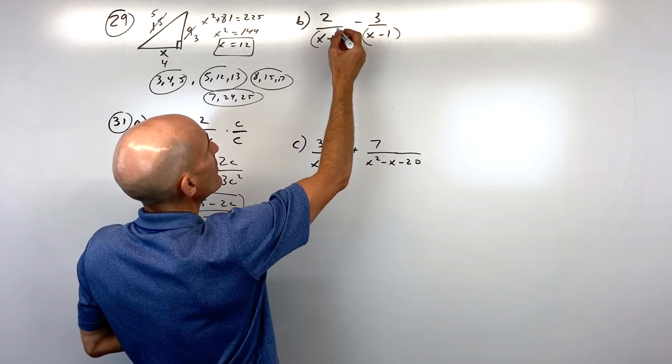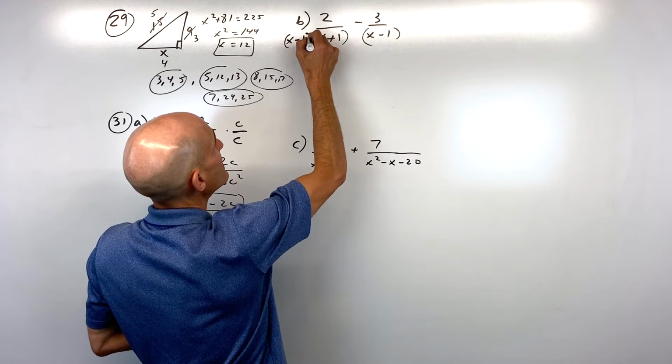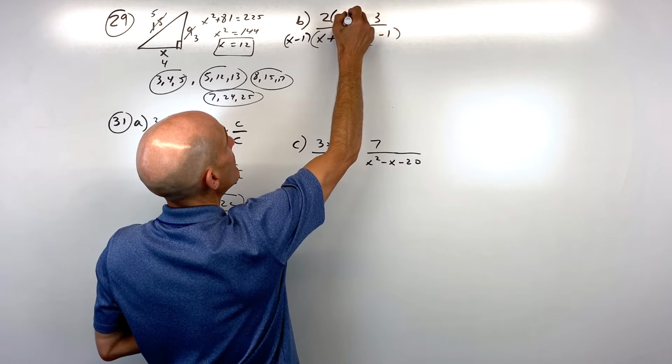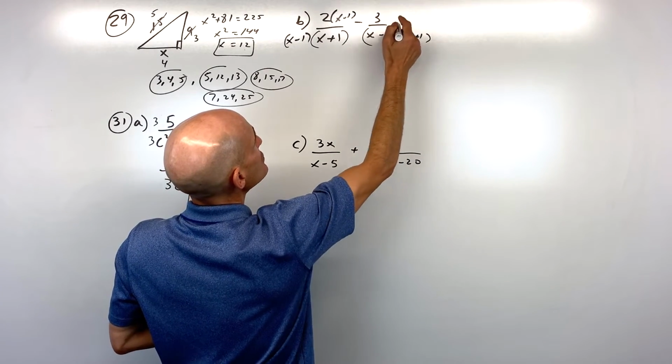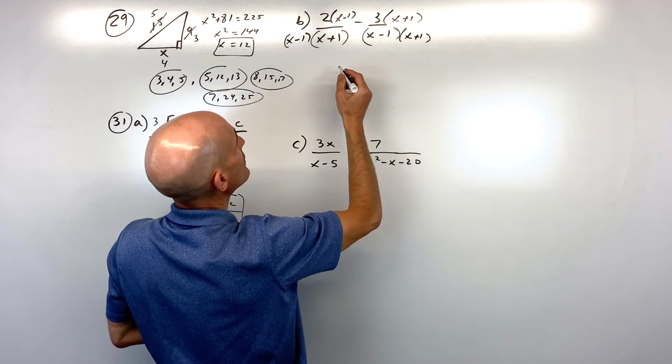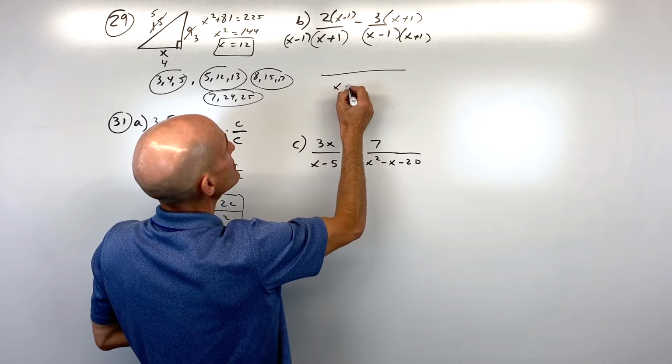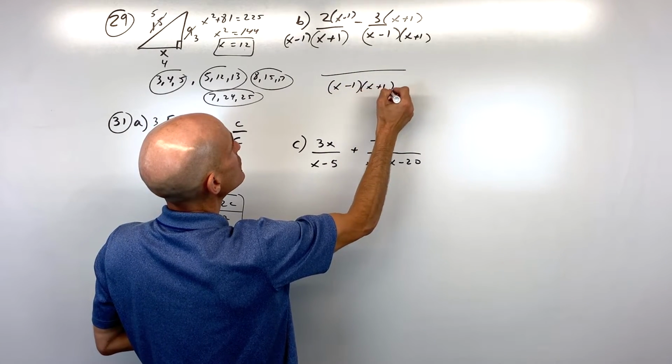So what I'm going to do is multiply what I'm missing. I'm missing an x minus 1 in this denominator. So whatever I do to the bottom, I have to do to the top. Here I'm missing an x plus 1, right? So whatever I do to the denominator, I have to do to the numerator. So now our common denominator is x minus 1 times x plus 1.